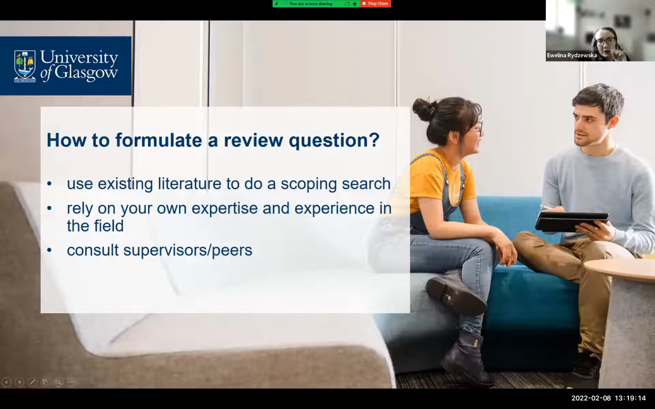And the other thing to think about at the very, very beginning, when you are thinking about formulating your review question, obviously, is to use existing literature, as we've already mentioned, to do a bit of a scoping search. And that scoping search can include individual papers, so individual studies that have been done in the area before, and what they discovered, but also systematic reviews. But I think you can very much rely on your expertise as well, or expertise of your peers or supervisors, if it's a student project that you're doing.